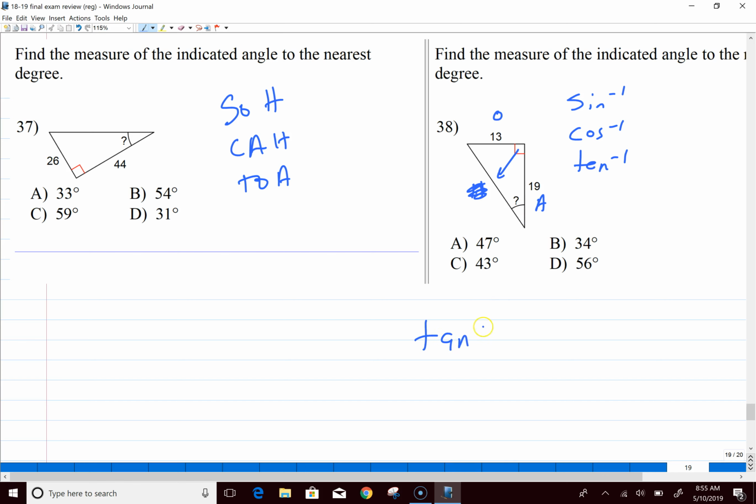So I'm using tan in this question. Since I'm looking for the angle, it's going to be tan negative 1. And then you just put O divided by A. O, because O is first. O is 13 divided by my A, which is 19. So put tan negative 1 in the calculator, and then 13 divided by 19. And it gives you 34.3, which is letter B.